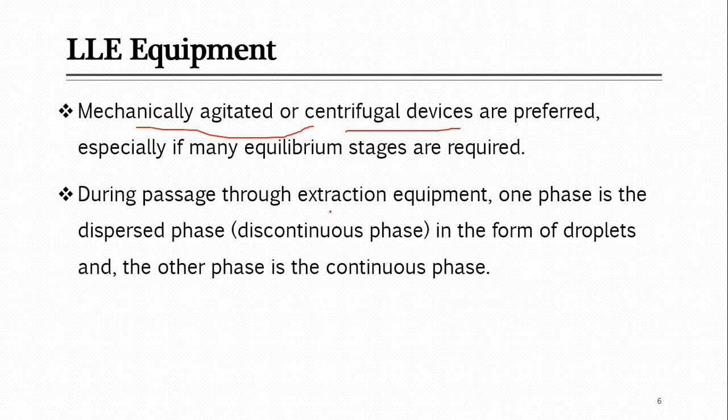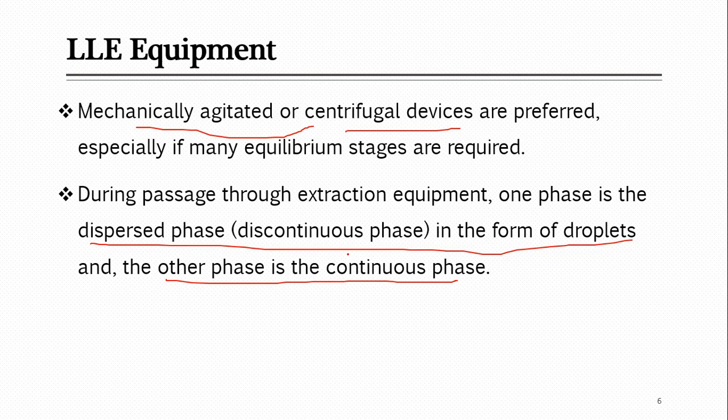During passage through extraction equipment, when you look at the phases inside these liquid extraction equipment, both are not continuous phase. One is the dispersed phase. Dispersed phase is called discontinuous phase. It is in the form of droplets: one is introduced in the form of droplets and the other is in the form of continuous phase.